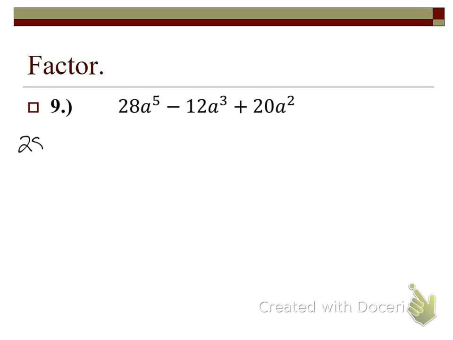So if I break down 28, what would it break into? 2 and 14. 14 breaks into 2 and 7. Okay. So for 28a to the 5th, I'd have 2 times 2 times 7 times how many a's? 5. 5 of them.